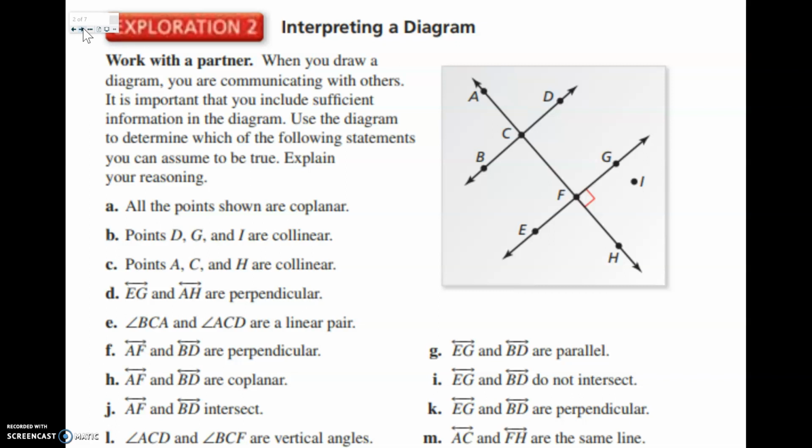All the points shown are coplanar. What I'm looking for is, does anything have a dotted line? Nothing has a dotted line, so this is true. They are all coplanar. D, G, and I: although they look like they're a straight line, there's nothing connecting them, so we cannot automatically assume that they are collinear. A, C, and H all have a line connecting them, so yes, we can say this. EG and AH have this right angle mark in here, so yes, we can say that is true.